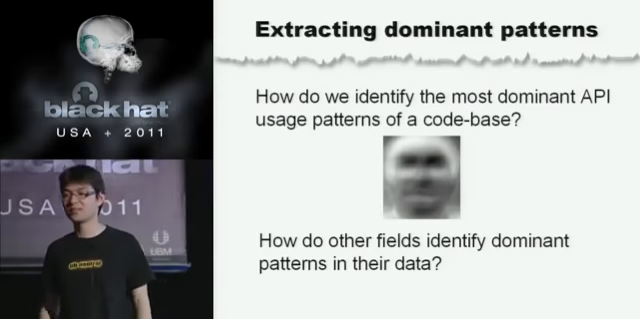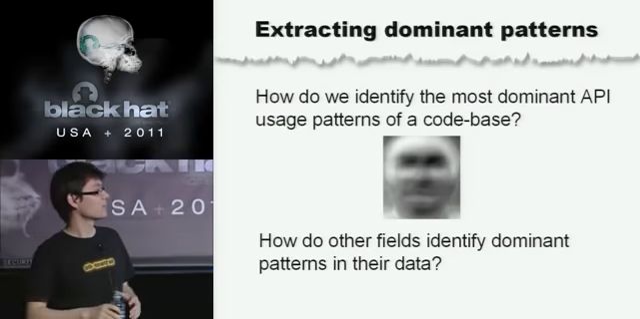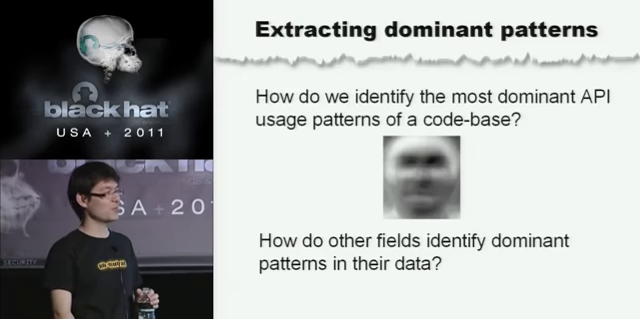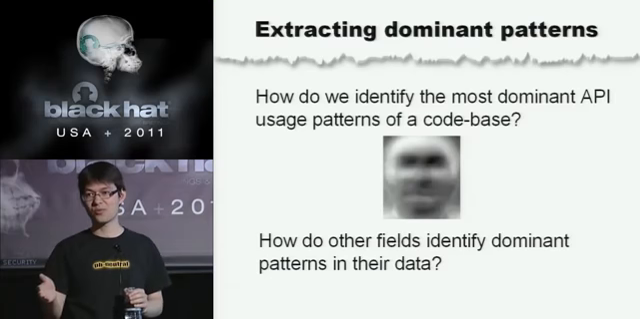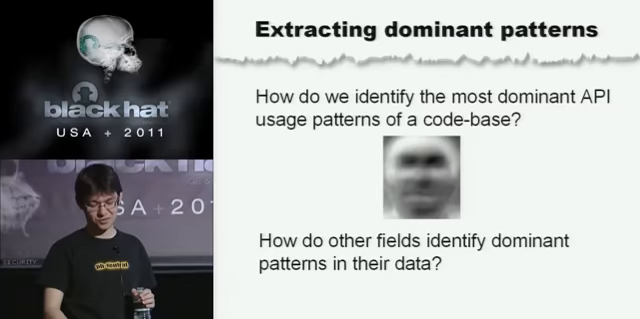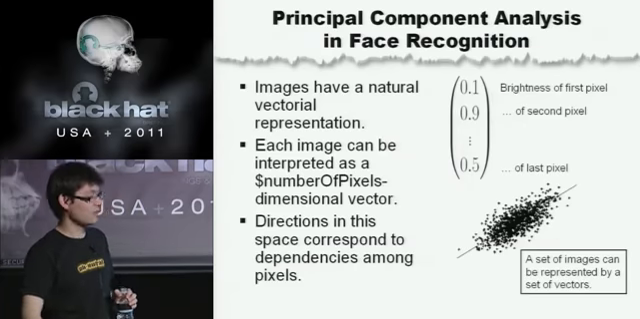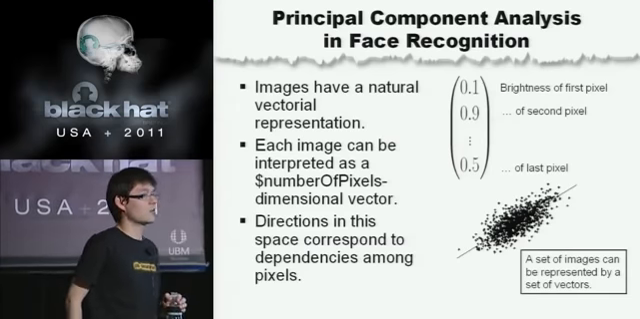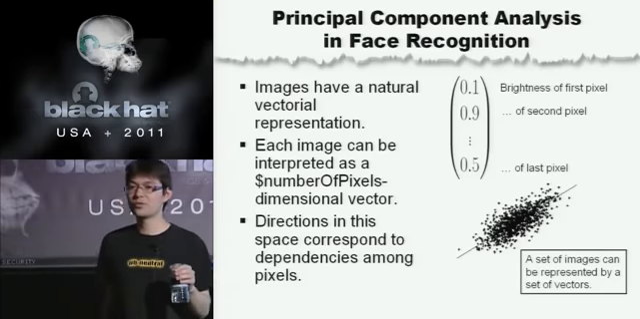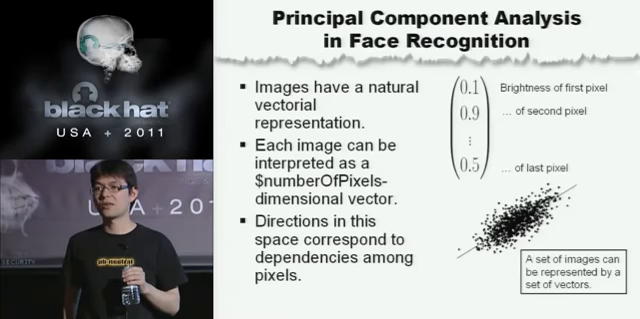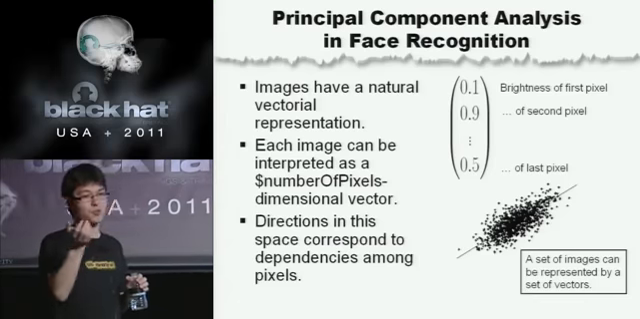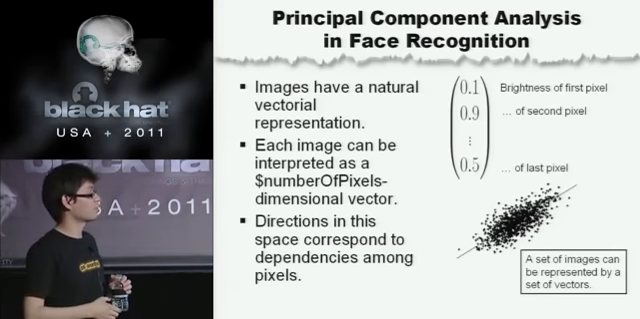So the question remains, how do we extract these dominant patterns? How do we extract these images? And it's funny that we can actually use the exact same algorithm that people use in face recognition, and that is principal component analysis. What you should know about machine learning algorithms in general is that they work on vectorial data, which means you somehow have to map whatever you're dealing with into a vector space, and then you can use machine learning algorithms.